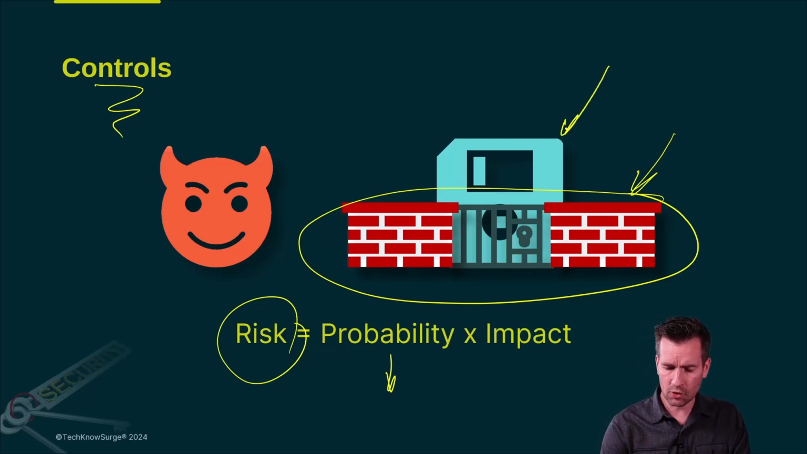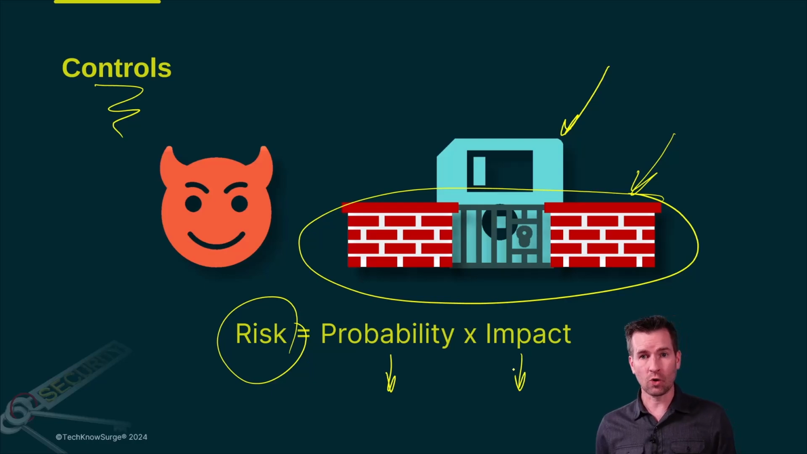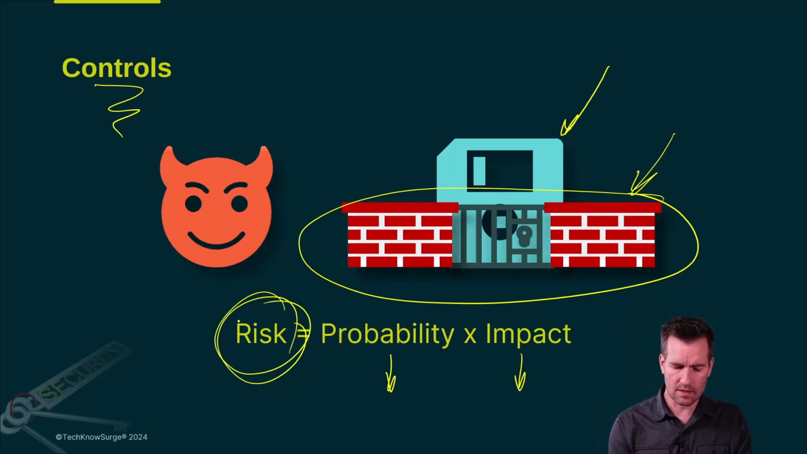If I put another control in place which says we're going to delete data we're no longer using, then we're reducing the impact. That's another control I put into place to reduce the risk.